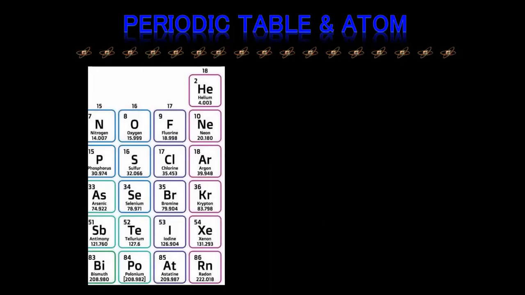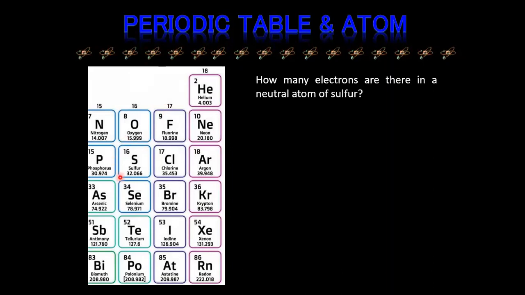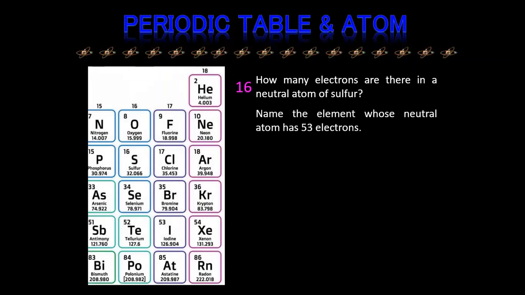Okay, so let's have another one. Sulfur. So this is sulfur, right? How many electrons are in sulfur? The number of electrons and the number of protons has to be the same. So that would be 16 protons. So it has an atomic number of 16.